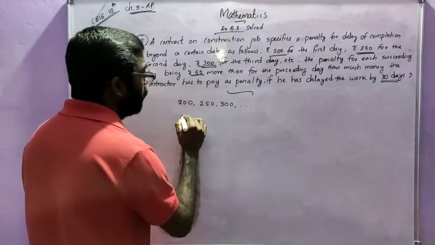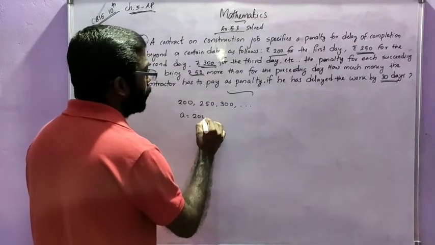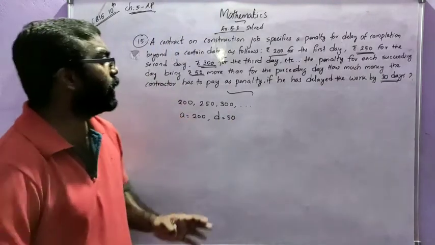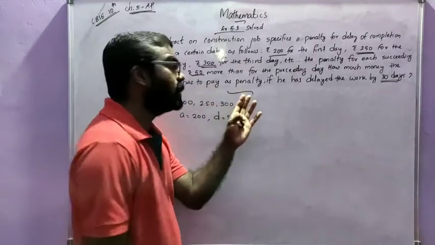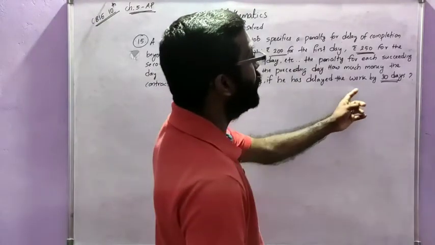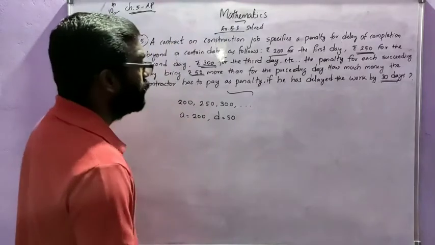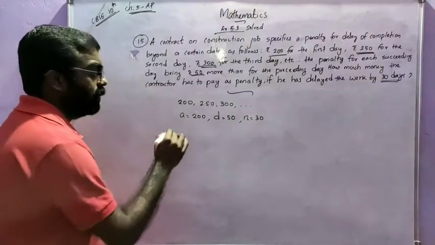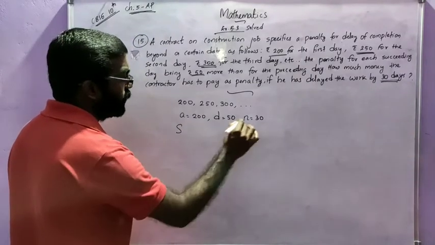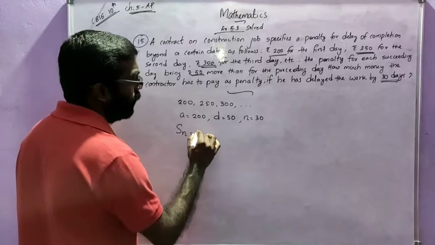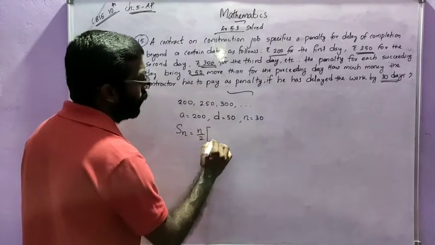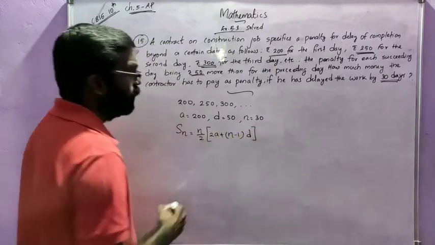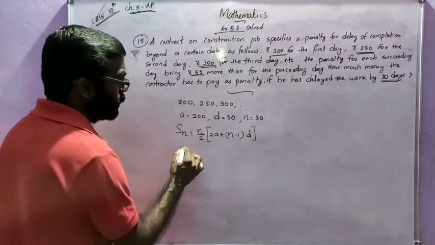So clearly it's an AP with the first term a equal to 200 and common difference d equal to 50. Here we have to find the amount the person has to pay as penalty if he has delayed the work by 30 days. That means we can write n as 30, and we have to find the sum to 30 terms. That is, Sn is equal to n by 2 into 2a plus n minus 1 into d. Clear? Now we can replace the values.